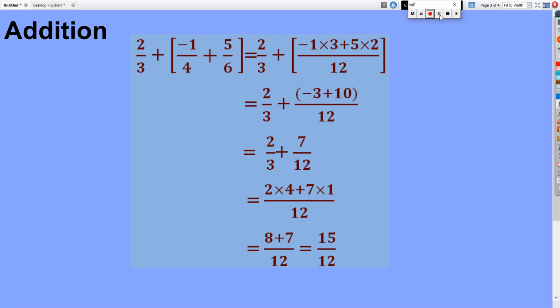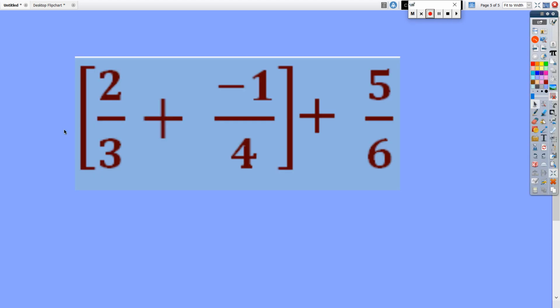Let me do the same problem in a different way. Another way. Add 2 by 3 plus negative 1 by 4 first, then add 5 by 6 to the answer. What will you get? Do it yourself.